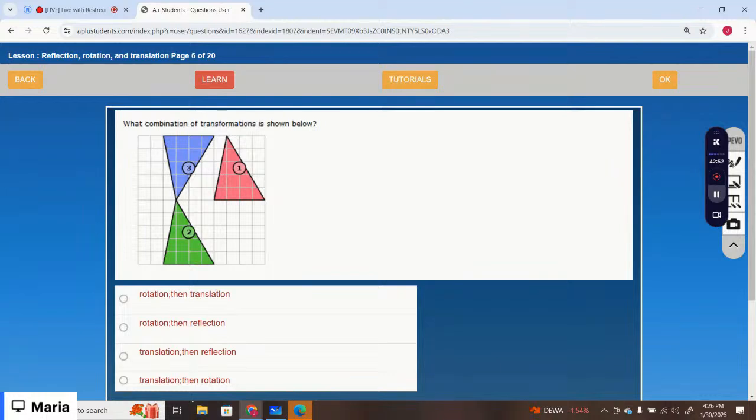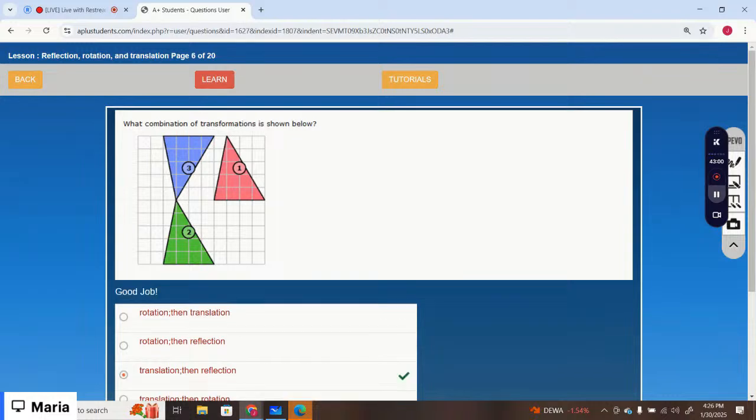One to 2 is the translation, and 2 to 3 is the reflection. Option number 3 is the correct option.